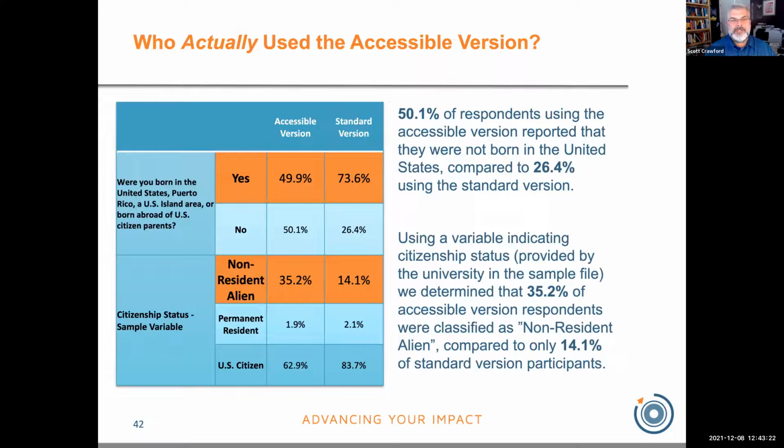So who actually used this accessible version? Well, it turns out that just over 50% of the respondents who used the accessible version reported that they were not born in the United States, compared to 26% using the standard version.